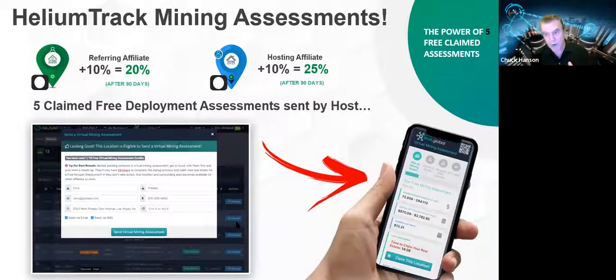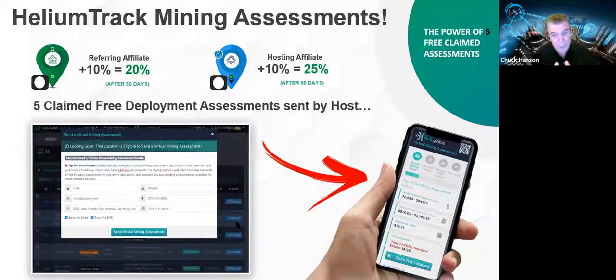Yeah. So let's talk about the biggest part of this whole thing: you as the referring affiliate going from 10% to 20%. It's really your responsibility to work with that host, your host, as hosting that free deployment and helping them send out those virtual mining assessments to their friends and their family and their brother and their sister and their cousin, their aunt and their uncle, and so on and so forth, and getting those 5 people registered for free, right? All we're looking for is engagement. We're looking for that host to start to engage some people in the process. So very, very simple process if you take it seriously, because it amounts to serious money as you move forward.